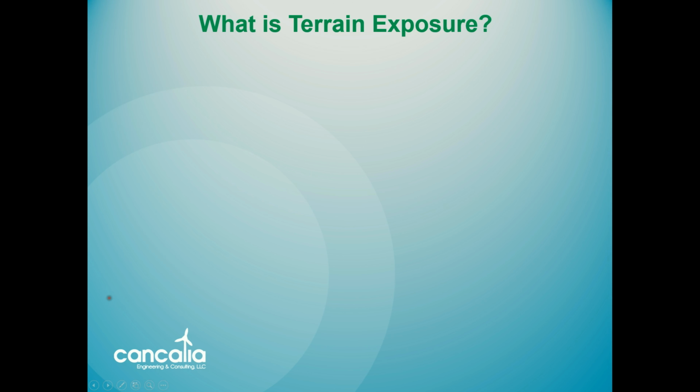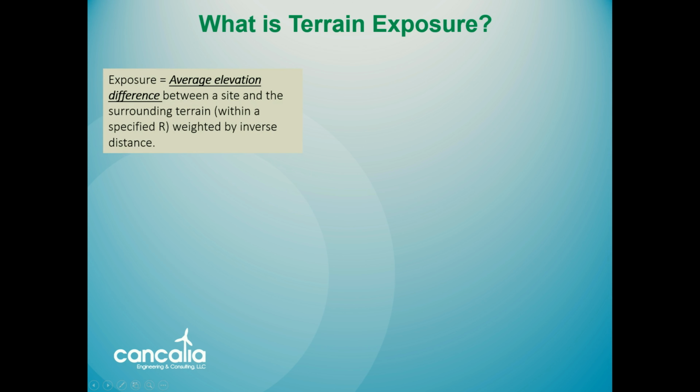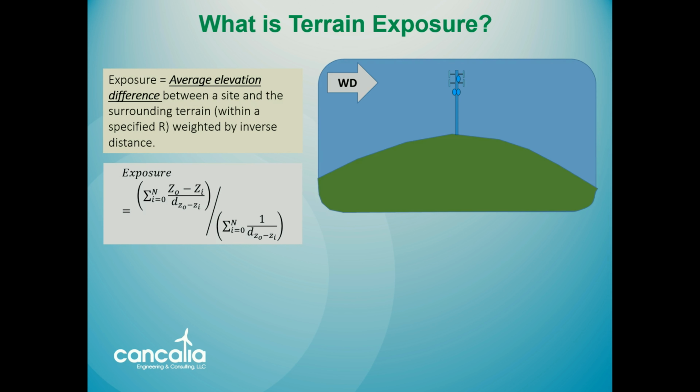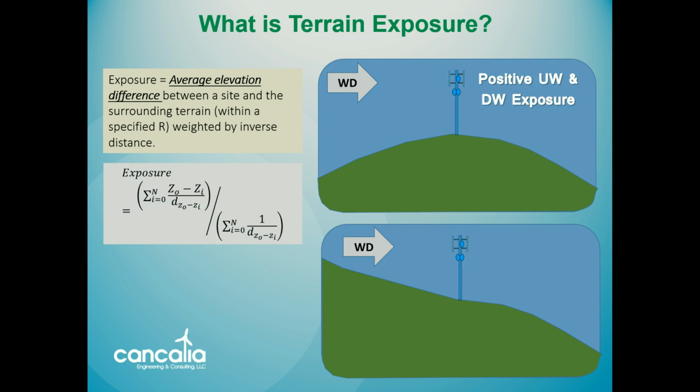The exposure is the average elevation difference between a site and the surrounding terrain within a specified radius, weighted by the inverse distance. Here's the equation, but really it's easier to explain with a couple of examples. At this site, we have both a positive upwind and positive downwind exposure, whereas in this situation, where the terrain is higher upwind of the met site, we have a negative upwind and positive downwind exposure. So again, the exposure is the average elevation difference between a site and the surrounding terrain and is calculated for both the upwind and downwind directions.